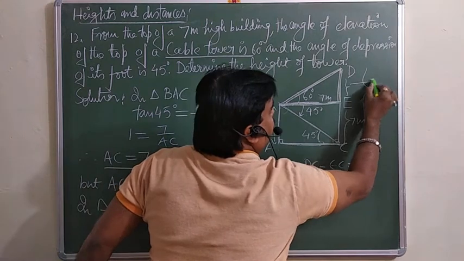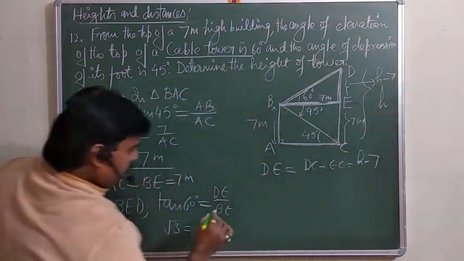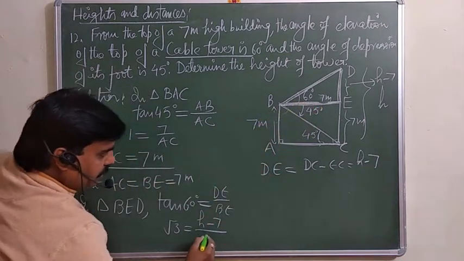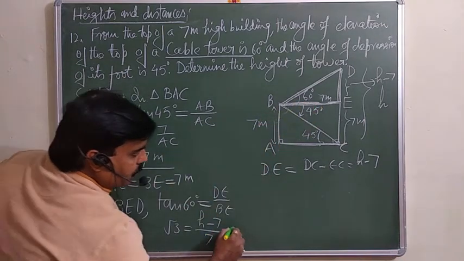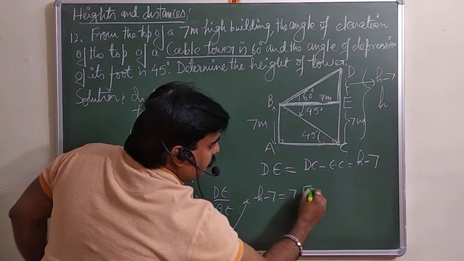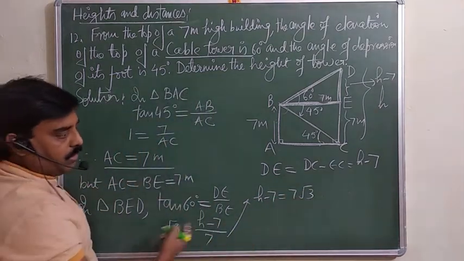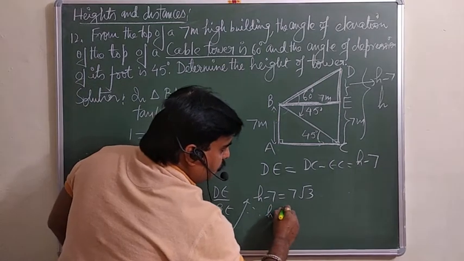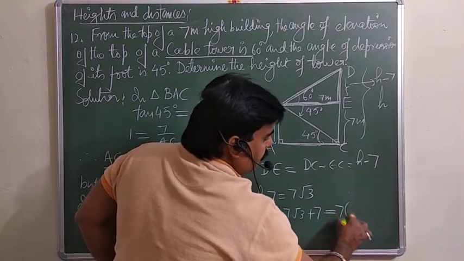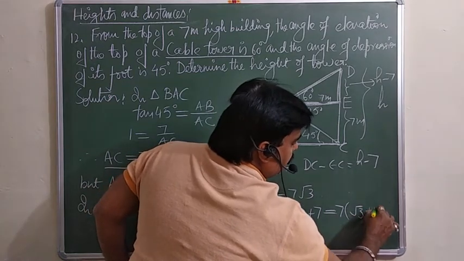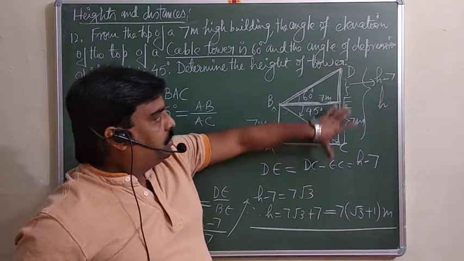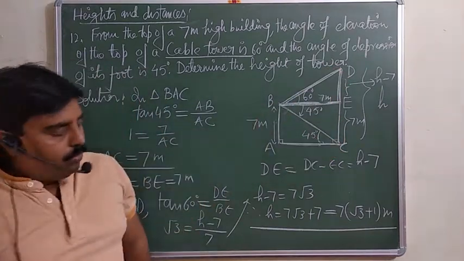This is your H minus 7. So H minus 7 over BE, that is also the 7. You can do the cross multiplication here. So H minus 7 is equal to 7 root 3. You can do the cross multiplication. So therefore H is equal to 7 root 3 plus 7, or for your own convenience, you can take 7 common. This is your height of this cable tower. Have a look.